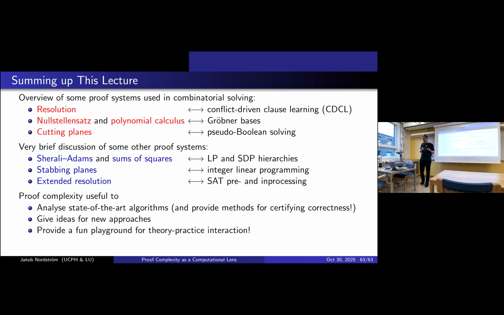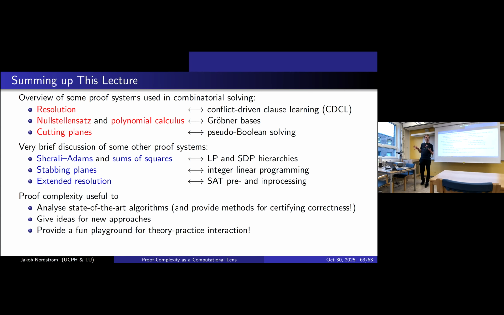And I've tried to argue that proof complexity can be a useful tool to analyze these state-of-the-art algorithms. And also what I didn't tell you about is that it can also help improve these methods and give proof logging methods for certifying correctness, but that would be a different course.